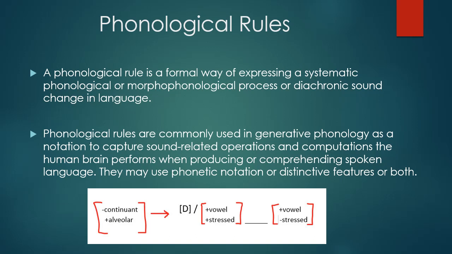Okay, first of all, we need to remember that a phonological rule is a formal way of expressing a systematic phonological or morphophonological process or diachronic sound change in language. You can appreciate in this image different symbols, technical names that you have already studied in the previous videos. If you don't understand this topic about, for example, minus continuant, plus alveolar, plus vowel, plus stressed, and so on, then you need to go back and watch those videos in order to master this topic, which is very interesting and important in this course, Introduction to Linguistics. So don't worry, because I'm going to explain the different symbols that we see here. Okay, let's continue with the next slide.